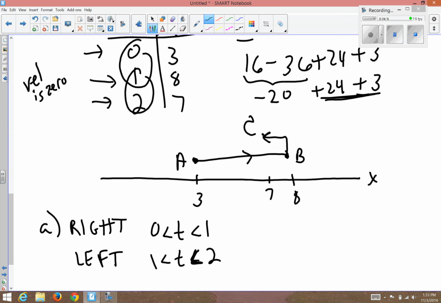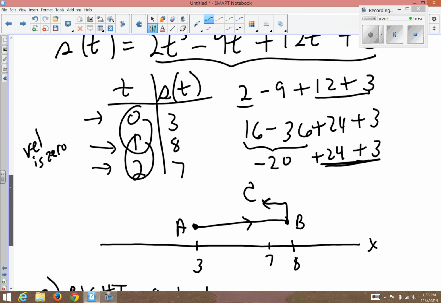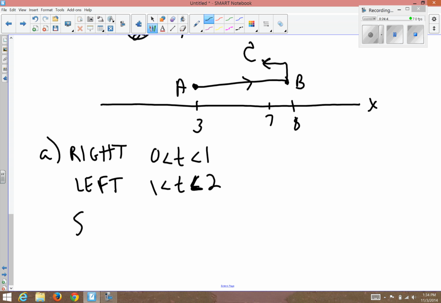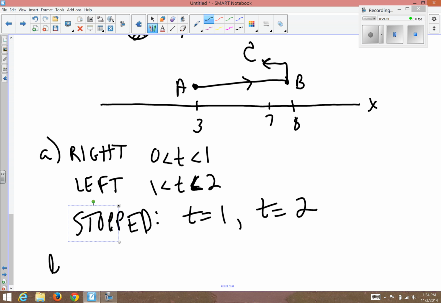And when is the particle stopped? We answered that at the beginning. When the velocity is 0, that's when the particle is stopped. When the velocity is 0, that's at these two times, t equals 1 and t equals 2. So that's part A.